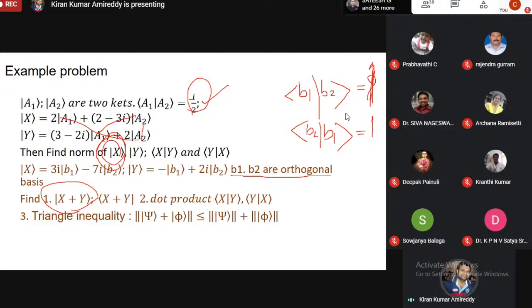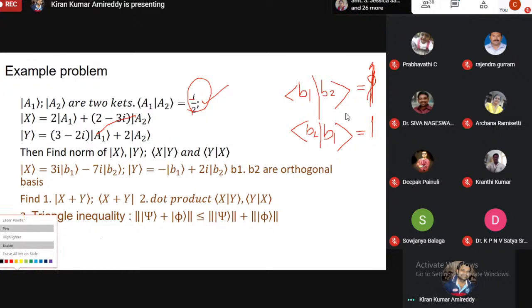So b1 b1 you can add. But here this is the real value, this is imaginary. This is the real one, this is the imaginary. So now it is clear. You can see. Can anybody just quickly give that ket x plus ket y? What is x plus y?